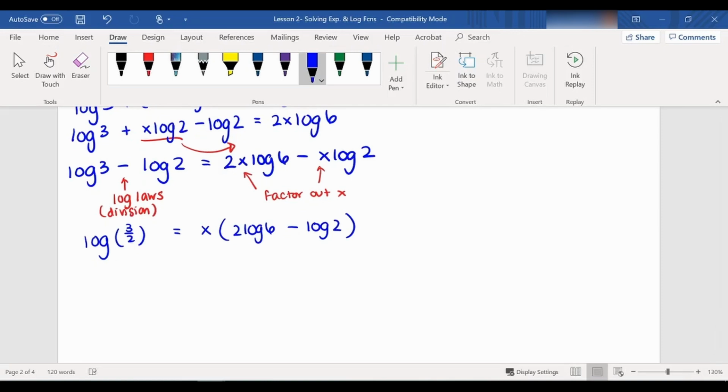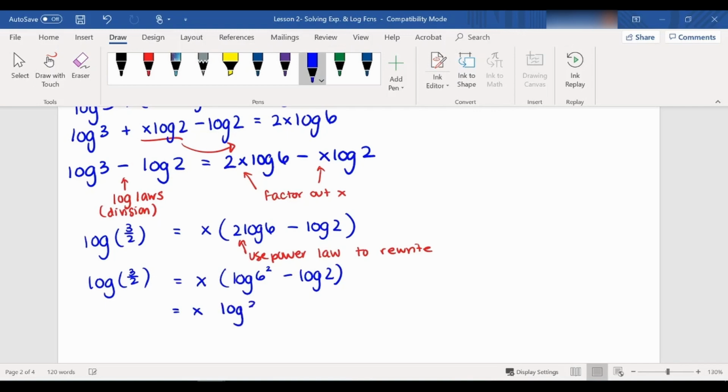On the right, we now need to simplify all the stuff in brackets using log laws. So we need to use the power law to rewrite that 2 log 6. If you want to, you can write this as 1.5, but I'm going to keep using 3 over 2. So the x is still here, but we need to rewrite this as log 6 squared minus log 2, or log 36 minus log 2. You can leave it as 6 squared for now if you like.